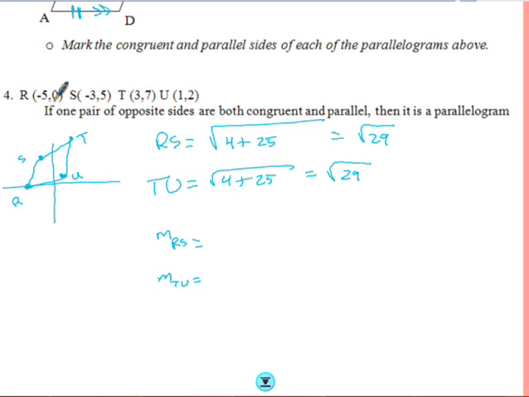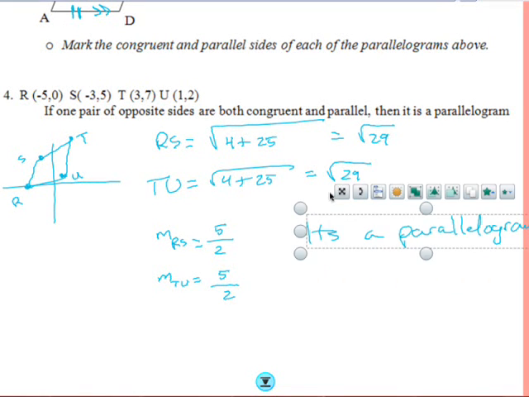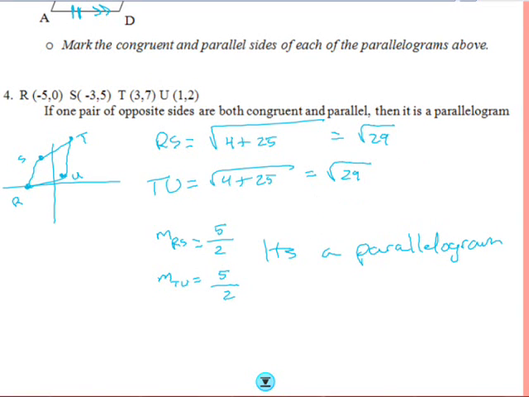The slope of RS is the change in y. I know it's positive from looking at the picture. Change in y is 5 over the change in x, which is 2. And the slope of TU, the change from 7 to 2 is 5, and from 3 to 1 is 2. So it's a parallelogram. And I've proven it because one pair of sides is both parallel and congruent. Okay? Let's take a look at the last one.